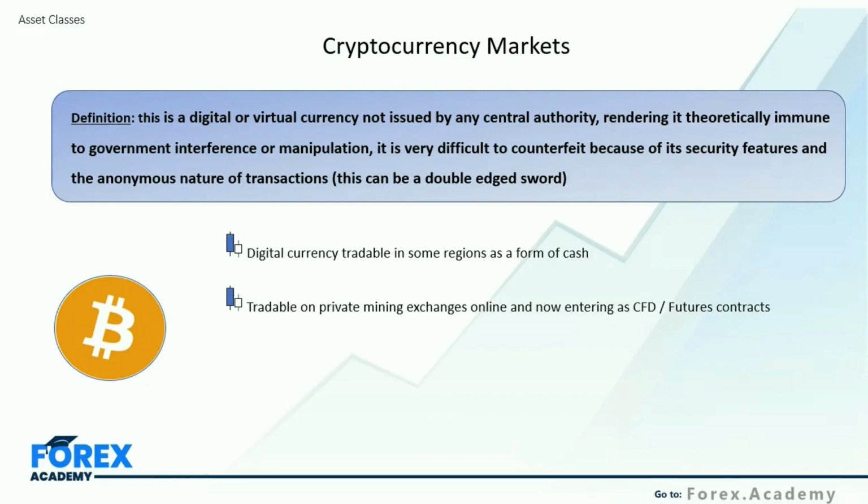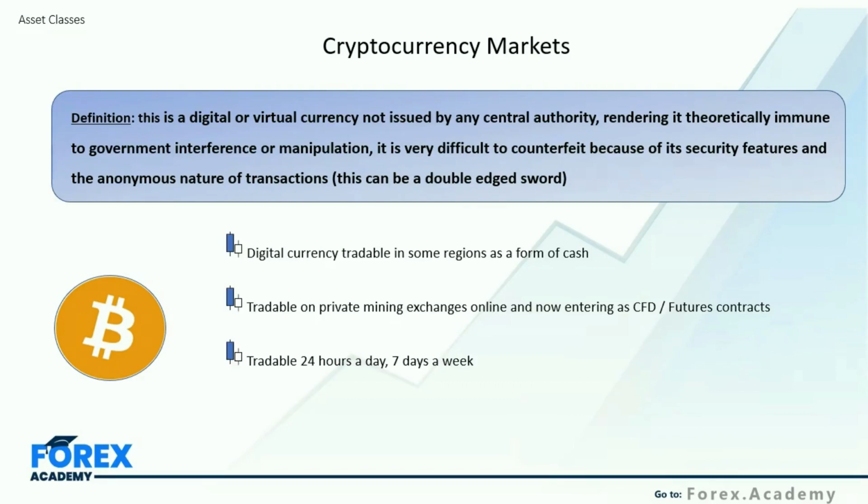However, digital currencies are tradable in some regions as a form of cash as well. So you can actually buy products and services with digital currencies. And the more that becomes accepted, the more opportunities that can bring for the large number of cryptocurrencies currently out there. Now, they are tradable on private mining exchanges online, but they can now be entered as contracts for difference or futures contracts as well, as of December 2017. So we do have institutions trading these markets as well.